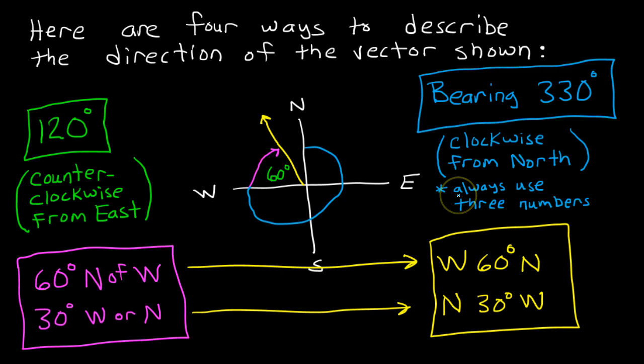Side note, bearing always uses 3 numbers. So if you were going to talk about 45 degrees, you would say 045 degrees. Now, I went ahead and rewrote my notes to go along with the first method of direction to match the way I described bearing, so you can compare them easily. So bearing is measured clockwise from north, whereas a simple 120 degrees would be measured counterclockwise from east.